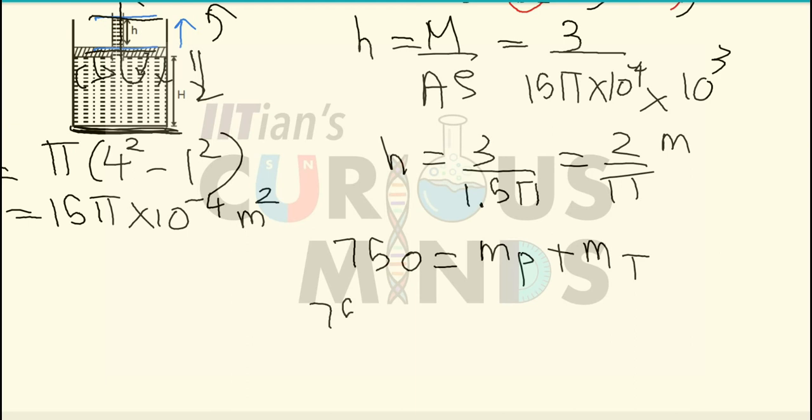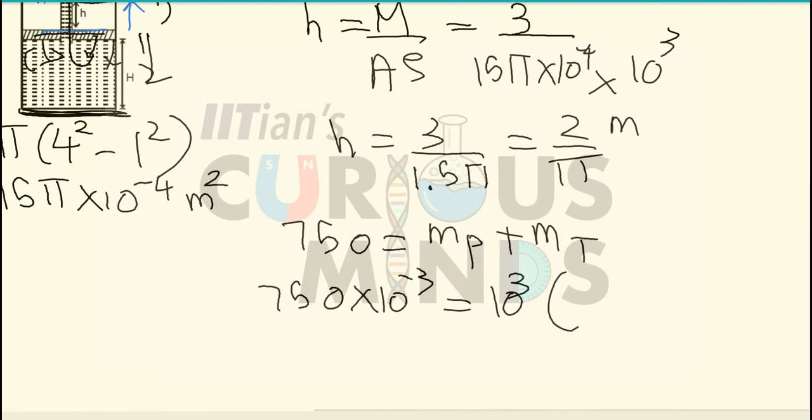Now 750 gram, if I convert it into kg, will be 750 into 10 raised to minus 3. So it will be equal to density into volume. The density over here of both of them is the same. The density is equal to 10 raised to 3, into volume over here.